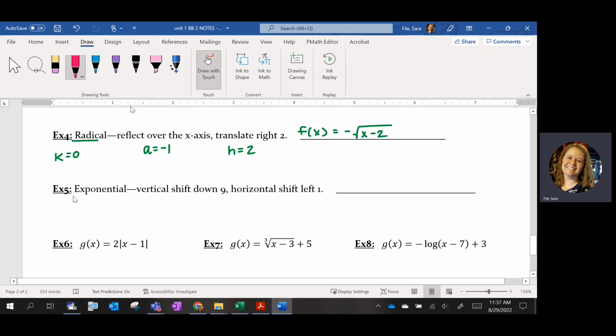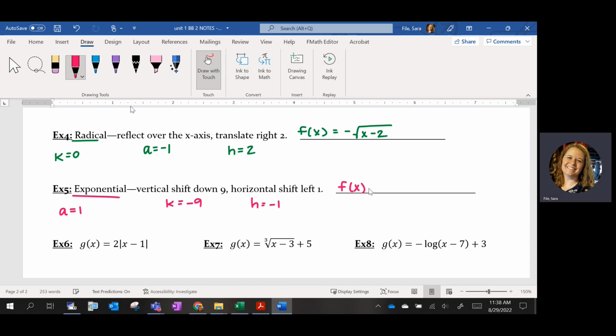All right, last one of this type, exponential. Vertical, that's k. Vertical shift down 9, so it must be -9. And a horizontal shift left 1, so that's -1. Nothing about a reflection or a stretch or compression, so a is just the understood 1.